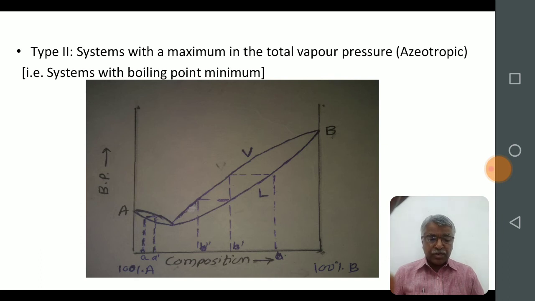Fractional distillation of an original mixture containing more than 95.51% alcohol will give pure alcohol in the final residue in the flask, and the distillate will be the azeotropic mixture. Again, the fractional distillation of an original mixture containing more than 4.49% water will give pure water in the final residue, and the distillate will be the azeotropic mixture.